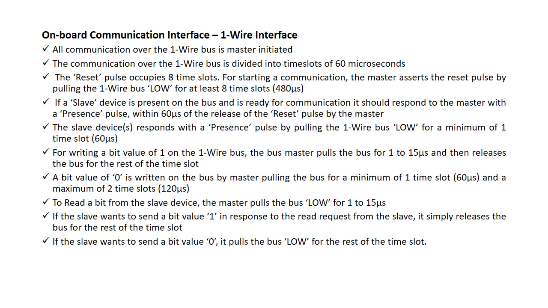For writing a bit value of 1 on the one-wire bus, the bus master pulls the bus low for 1 to 15 microseconds and then releases the bus for the rest of the time slot. A bit value of 0 is written on the bus by the master pulling the bus low for a minimum of 1 time slot, that is 60 microseconds, and a maximum of 2 time slots, that is 120 microseconds.